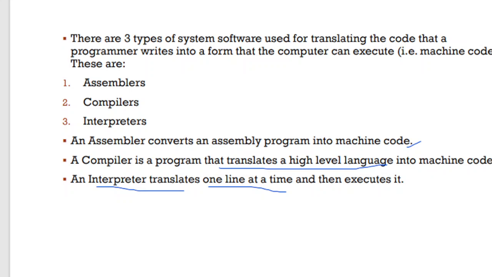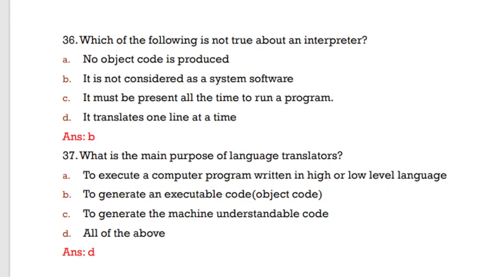The assembler converts assembly level programming to machine code. Coming to the question: which of the following is not true about an interpreter? No object code is produced. It is not considered as a system software. It must be present all the time to run a program. Yes, no object code is produced. For each and every line, we may not get the object code.